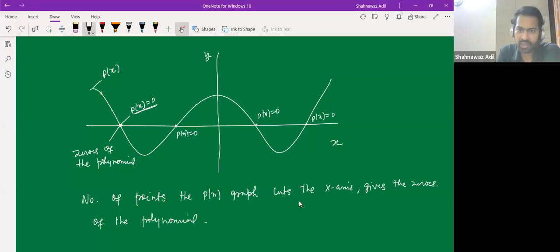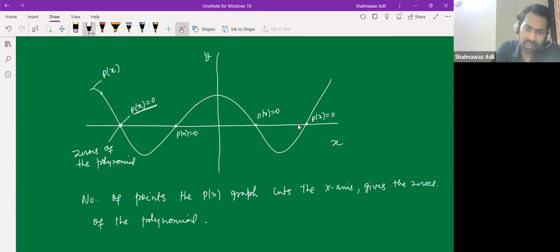Is this part clear, Aisha? Can you repeat what you said? Yes, I am saying that the number of points where this graph cuts the x-axis gives you the zeros of the polynomial, right? So in this case, the number of zeros is how much? One, two, three, four, 4 zeros, right?